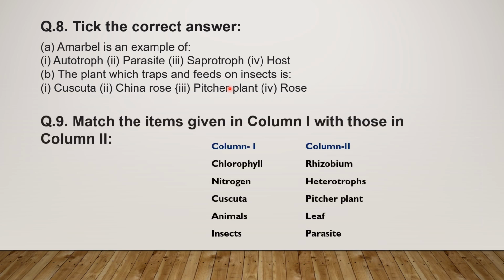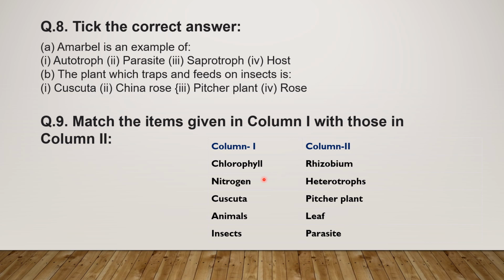Question number 9. Match the items given in column 1 with those in column 2. So you can see here column 1 and column 2. In column 1, the first one is chlorophyll. Which one is matched here? Chlorophyll, leaf, because chlorophyll is present in the leaf. Next is nitrogen. Nitrogen fixing bacteria. Remember that? That name is rhizobium bacteria. So nitrogen, you can match it with rhizobium.